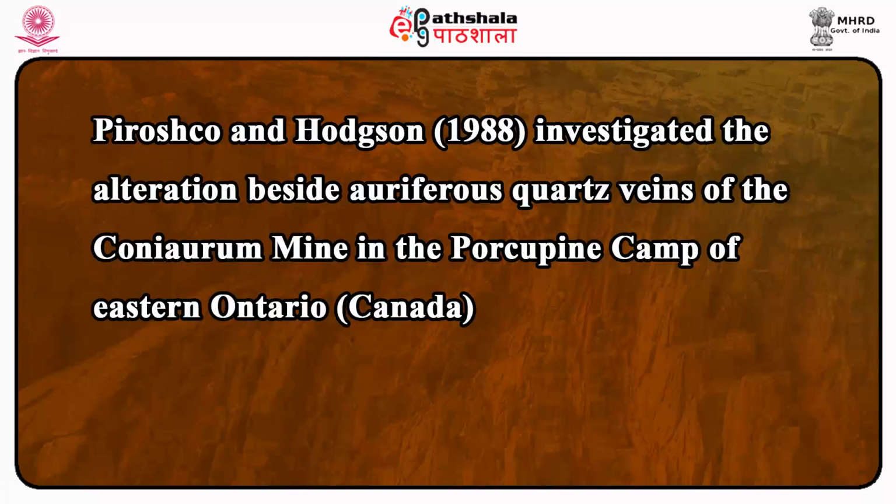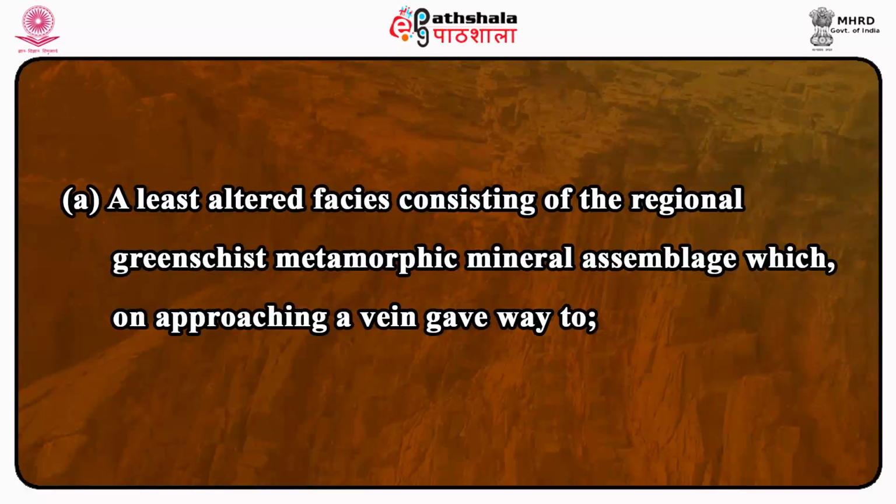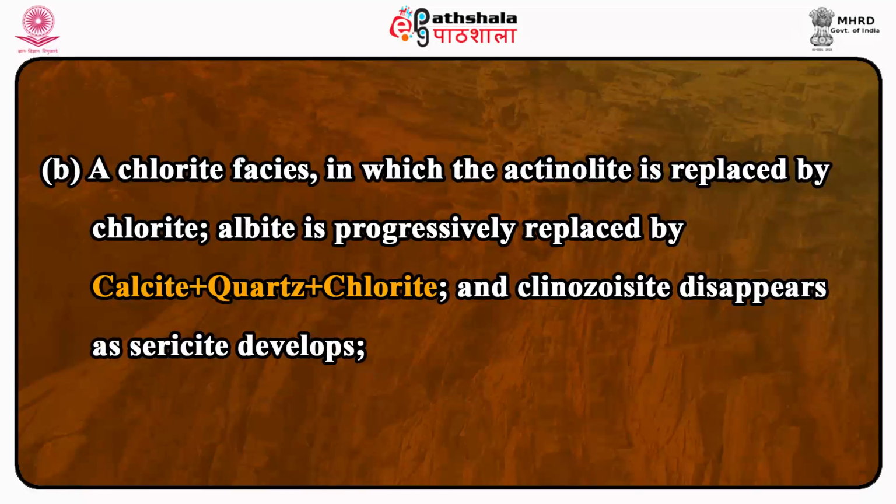Pirshko and Hodgson in the year 1988 investigated the alteration beside auriferous quartz veins of the Coniaurum mine in the Porcupine camp of eastern Ontario in Canada. The authors recognized in the mafic metavolcanics that form the wall rocks number 1, a least altered facies consisting of the regional greenschist metamorphic mineral assemblage, which on approaching a vein gave way to number 2, a chlorite facies in which the actinolite is replaced by chlorite, albite is progressively replaced by calcite plus quartz plus chlorite, and clinozoisite disappears as sericite develops.